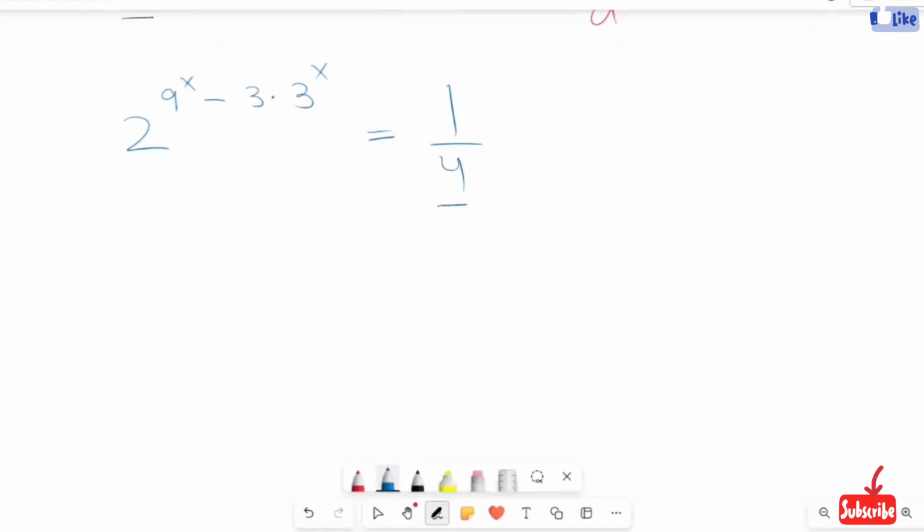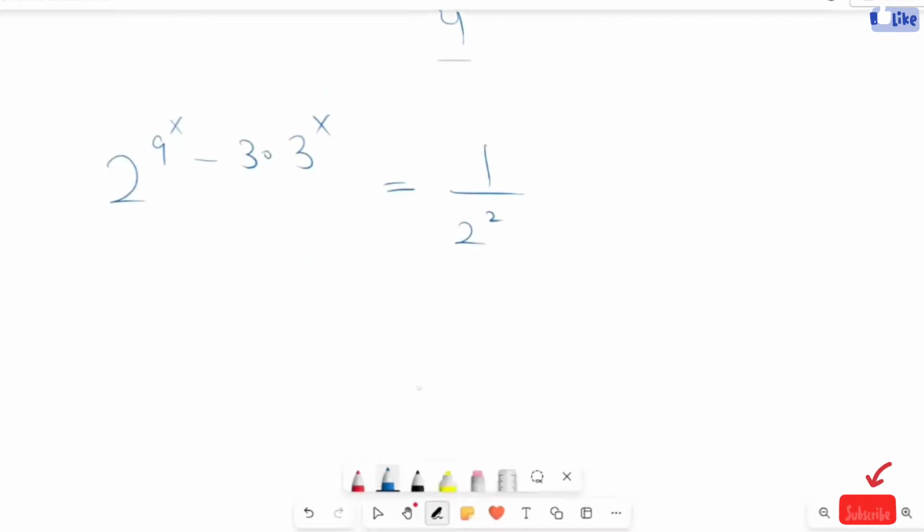Now here I am going to change this 4 into the form of a power: 2 to the power of 9^x minus 3 times 3^x is equal to 1 over 2 to the power of 2. Now again I am going to take this 2 to the power of 2 to the numerator, so the power will turn to negative 2. So the next expression we get is 2 to the power of 9^x minus 3 times 3^x is equal to 2 to the power of negative 2.